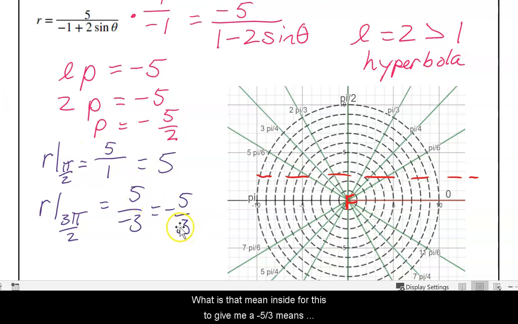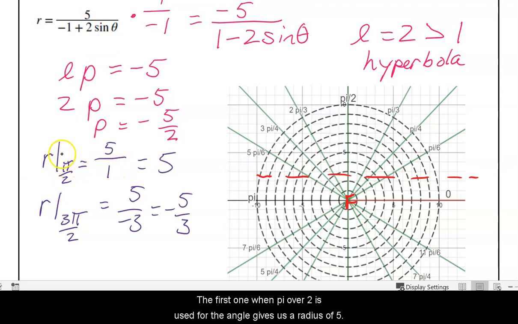What does that mean, in fact, for this to give me a -5/3? It means what it always means. It means that you begin in the 3π/2 direction, but because the radius is negative, you will actually shoot out again, yes, in the pi/2 direction. That means they're both in the pi/2 direction.